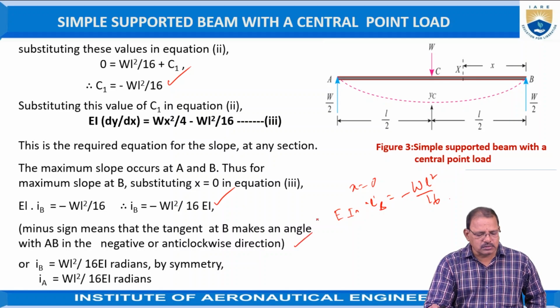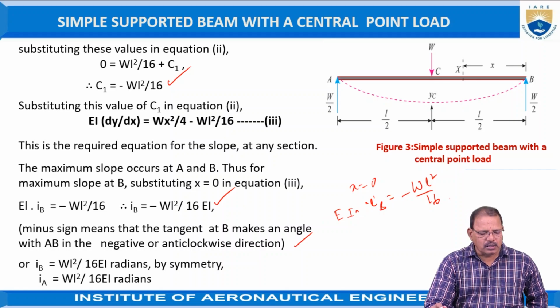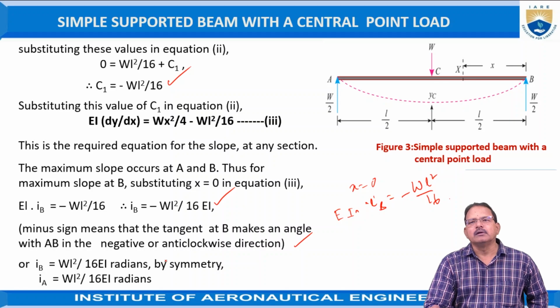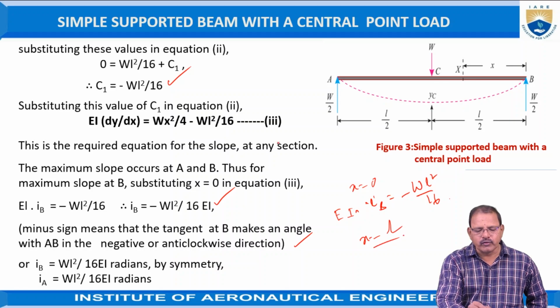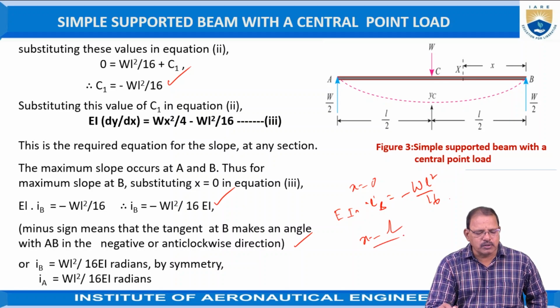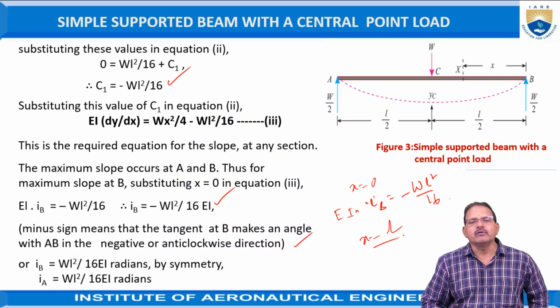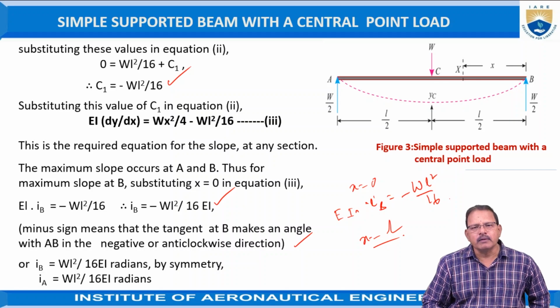So θB is equal to θA, both are equal because of its geometry now. Or by putting x is equal to L in equation number 2, we got again θA is equal to WL square by 16 EI now. These equations are used for determination of the slope at A and B, and its value is 0 at the center where it is having maximum bending moment.